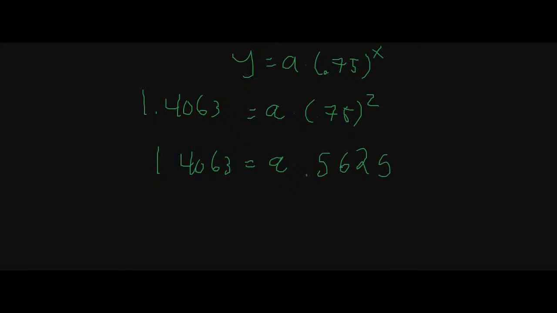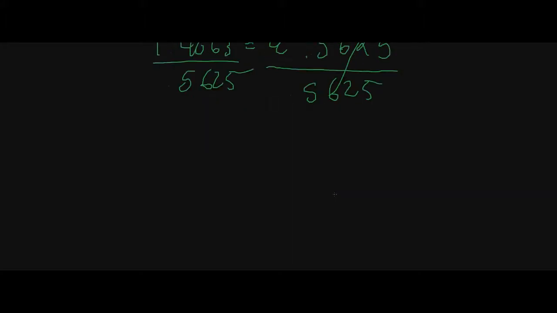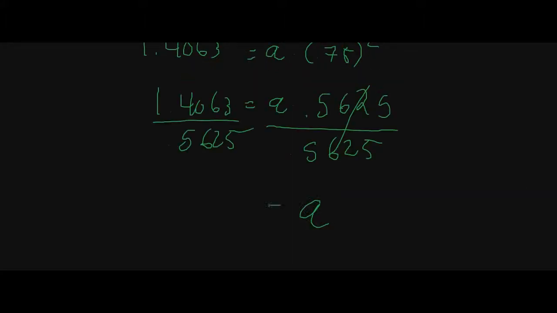Well, now to solve for a we just need to divide both sides by 0.5625. And we're going to get a is equal to, let's see, 1.4063 divided by 0.5625, and we get 2.5000, and it goes on to some more numbers, right? So we're just going to go ahead and write a is equal to 2.5.